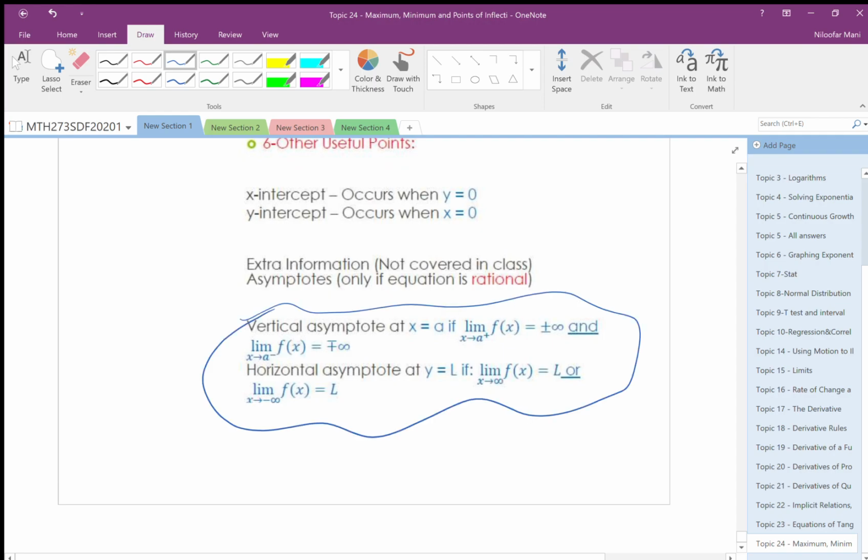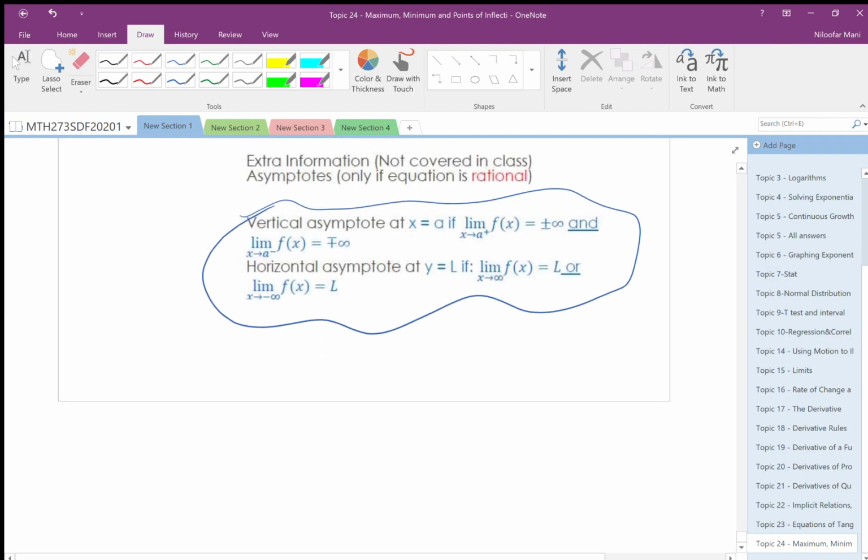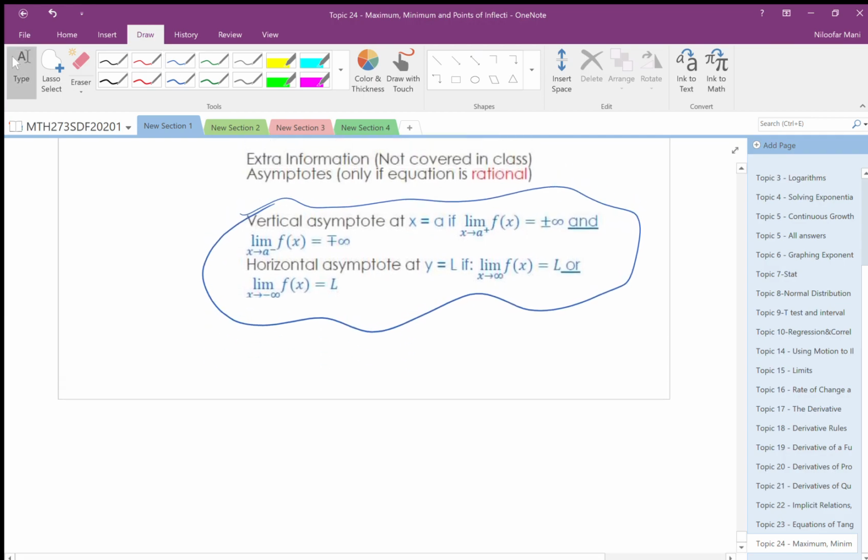Vertical asymptote and horizontal asymptote. An asymptote is where the function is approaching a number. What do I mean? So in this course you don't see those functions that are not smooth, but there are many functions that are not smooth and I want to graph them. So I need to have this information.